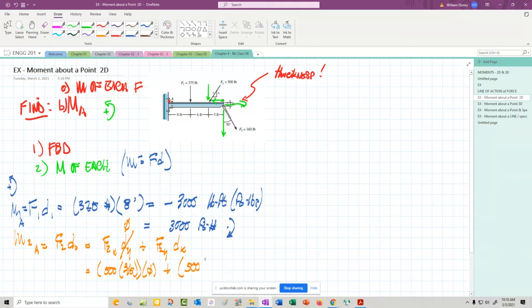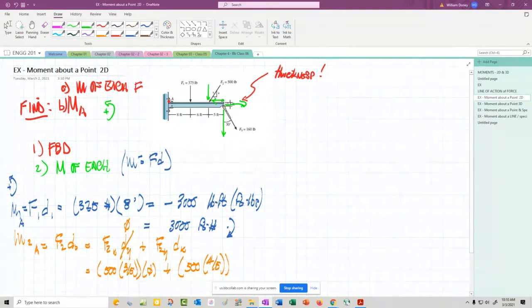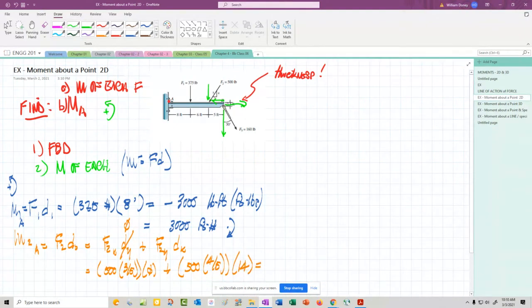F2y is going to be 500. What is that, 4/5? Using a little triangle. And that's a distance of 14. And if I go through that mess, it's 400. I think that's 400 times 14, 5,600 foot-pounds. And that's also negative, so I draw the arrow that way.